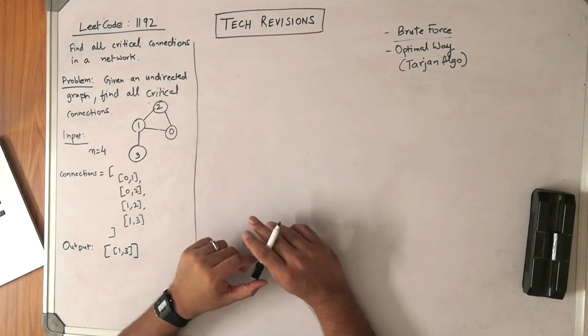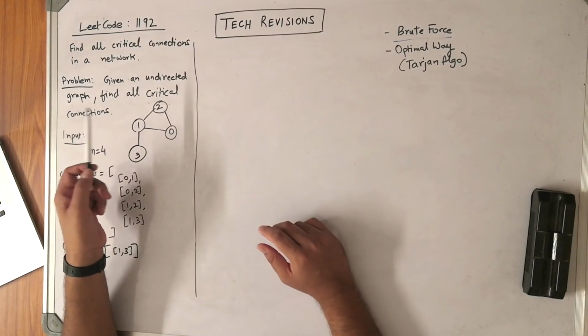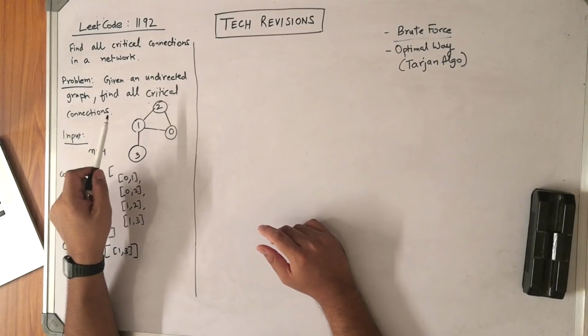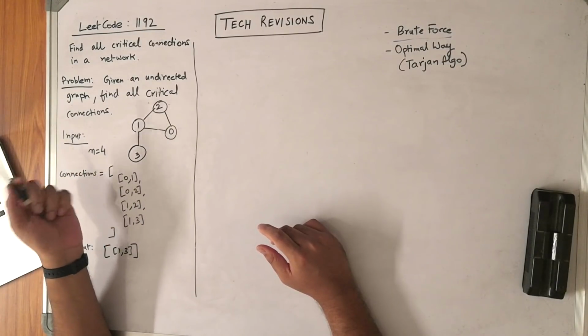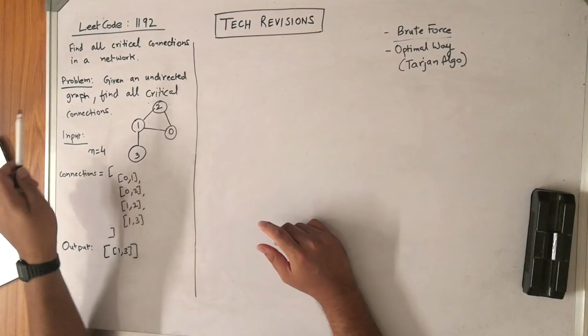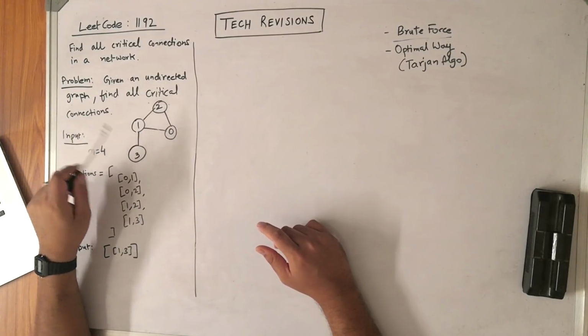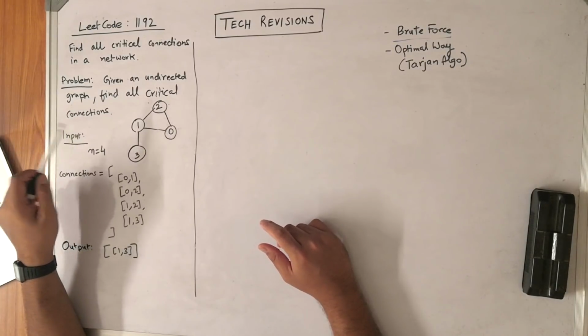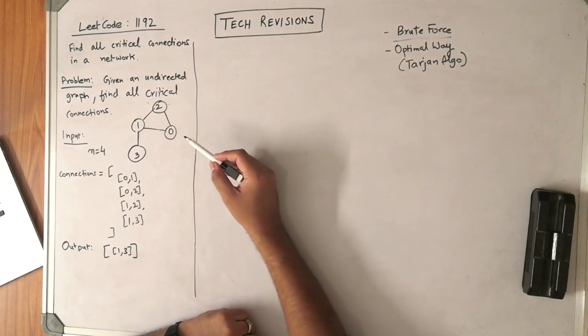Okay, guys, in this episode, let's look at the Leetcode problem 1192. The problem title is Find all critical connections in a network. Let me quickly go through the problem statement. The problem statement says that given an undirected graph, find all critical connections inside it. Basically, this is a sample graph given to you.